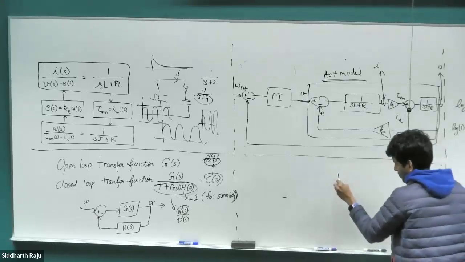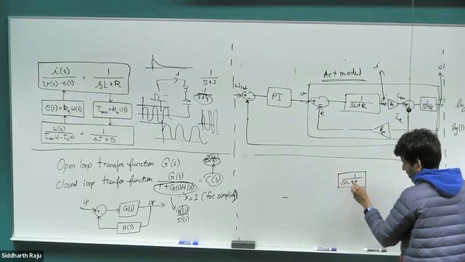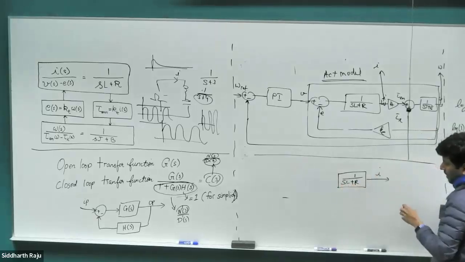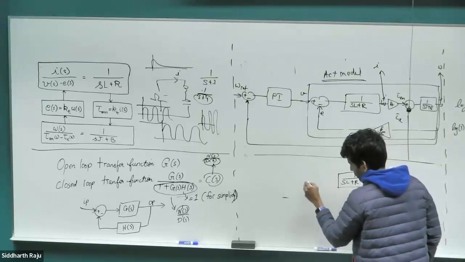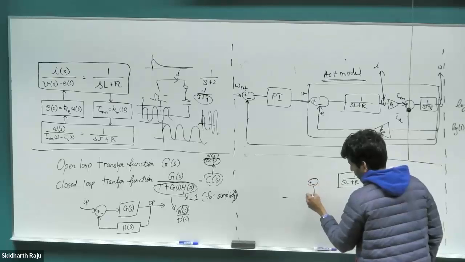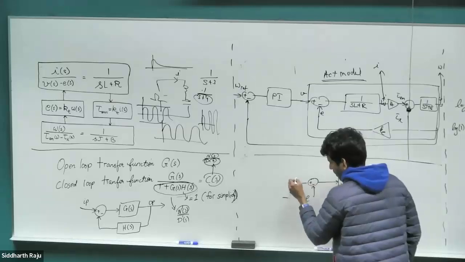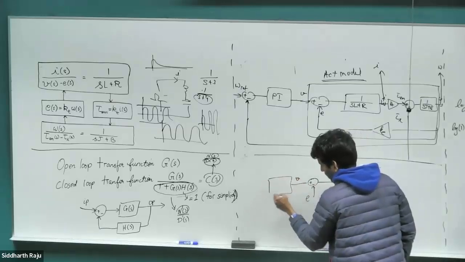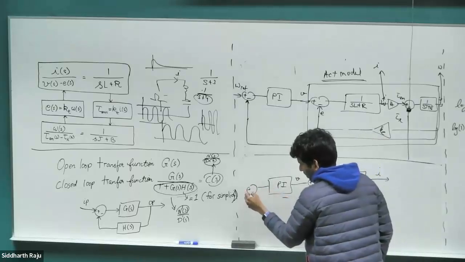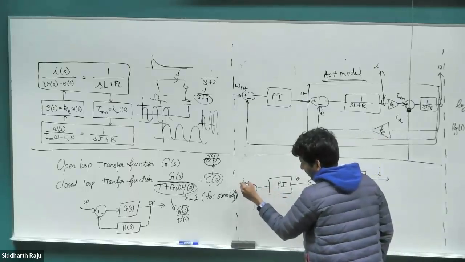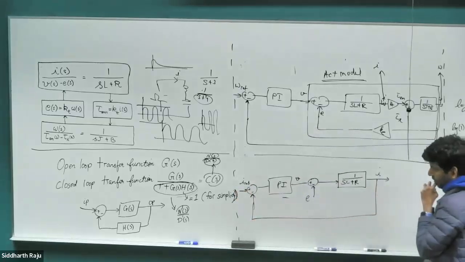So how do we do that? Again, the transfer function for the current is 1 by SL plus R. The output of this would be the current, and the input to the system would still be our voltage and our back EMF going into this, and the voltage is coming from here. And then we have our PI controller. And then this is my I reference, whatever current I want the motor to go to, and what the actual current is.